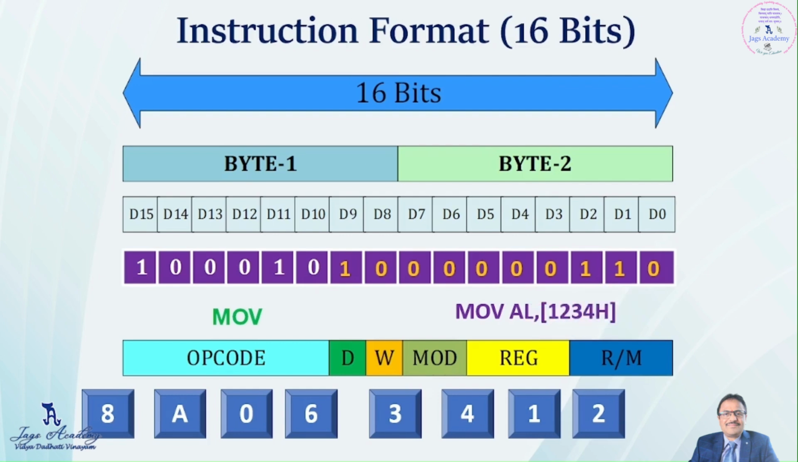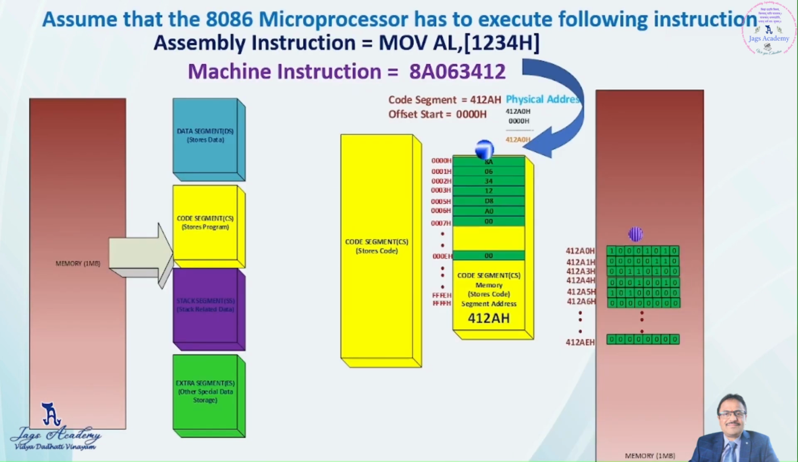This is called a machine instruction. This is called your assembly instruction. You are converting assembly instruction to machine instruction. This is what is stored in the memory. Now see how it is stored in the memory. When I say it is stored in the code segment, there is a code segment address associated with that, right?